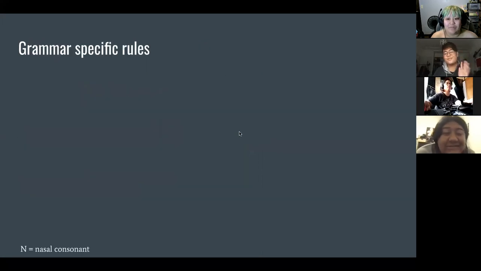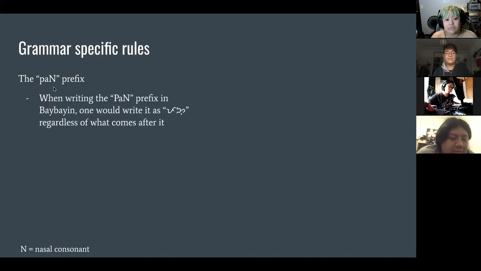Grammar specific rules. This is importante. The pan prefix is called an instrumental prefix. It shows something being used for a thing. So when writing the pan prefix, we always write it with pa and then the ng at the end, regardless of what comes after it.